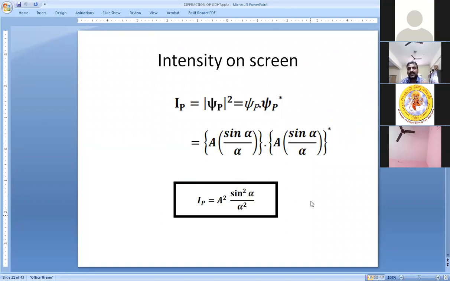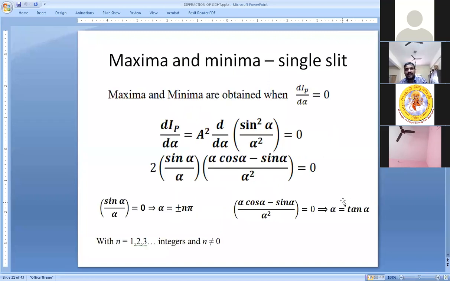Now the next article is the location of maximas and minimas. We have calculated the intensity expression, but unless you know where the function is maximum and minimum, you cannot say where you get the dark fringe and where you get the bright fringe. In order to do that, we will calculate the maximas and minimas. That is the next slide.